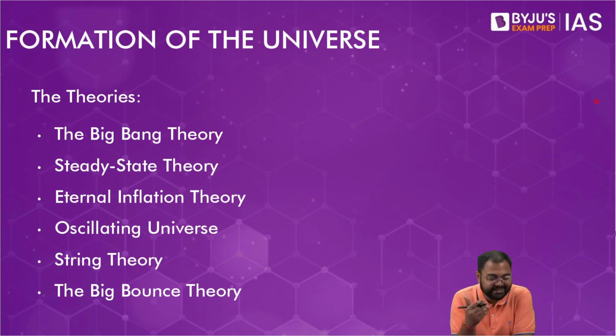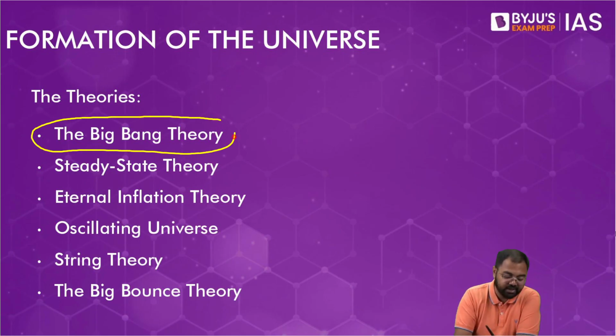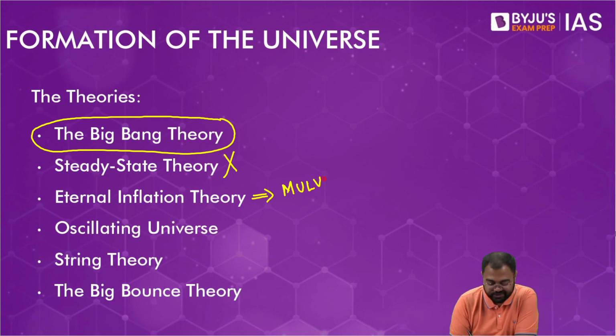So, to explain that as well, there are various theories, out of which the most widely accepted theory is the Big Bang theory. The Big Bang theory is the most widely accepted theory about the formation of the universe. All right. But apart from that, we know that there was steady state theory, which has been discarded now. Then there is the eternal inflation theory. Eternal inflation theory talks about a very popular topic of the films and TV shows, etc., the multiverse.